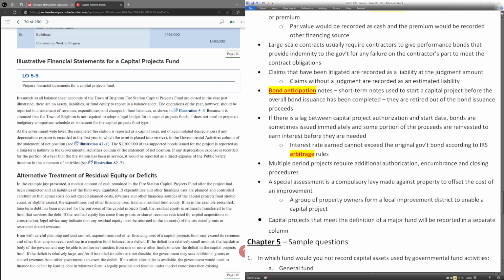You cannot earn interest higher than what the original interest rate was on the bond, because that results in an arbitrage situation. And if you've had financing, arbitrage is where you're taking the same financial instrument or the same object, and it has a different price in two different markets. So what they're saying is, what you can't do is you can't borrow bonds. You can't issue a bond at 5%, take the money and turn around and invest it in something at 7%, because that would be arbitrage.